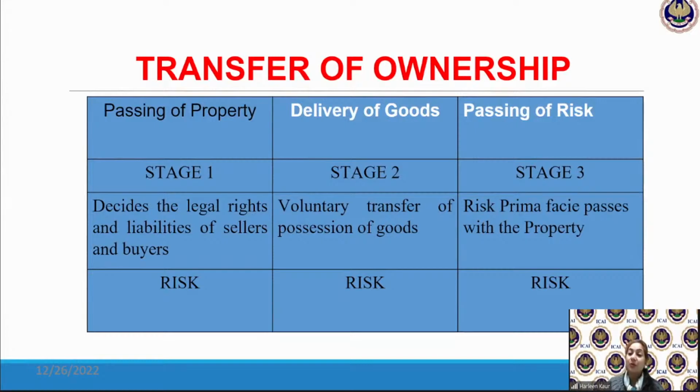And the risk passes with the property, which means whosoever is the owner right now will be bearing the risk of loss. If the buyer has become the owner, he will bear the risk. If the seller is the owner, he will bear the risk. So first we discuss how the property gets passed.